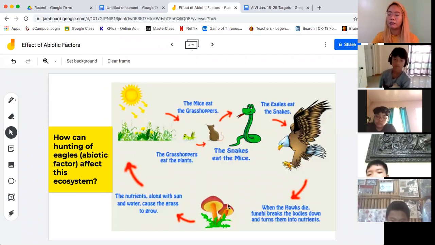Reynald said the nutrients of the mushrooms will be reduced, yes. So the nutrients that go to the soil will also be reduced. And when the nutrients going to the soil are reduced, eventually it can also affect the growth of the grass. And if not as much grass grows, the grasshopper may also go hungry. So it affects all of the organisms in the food chain.